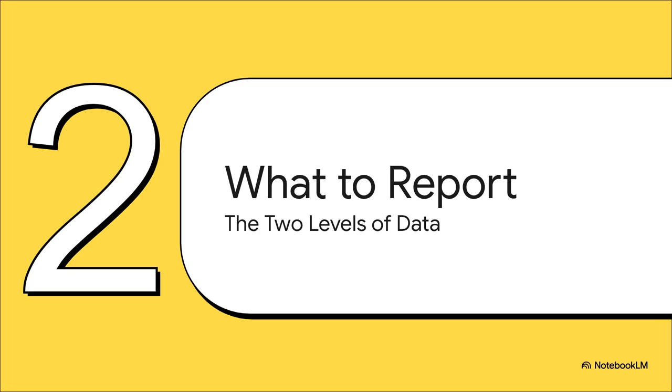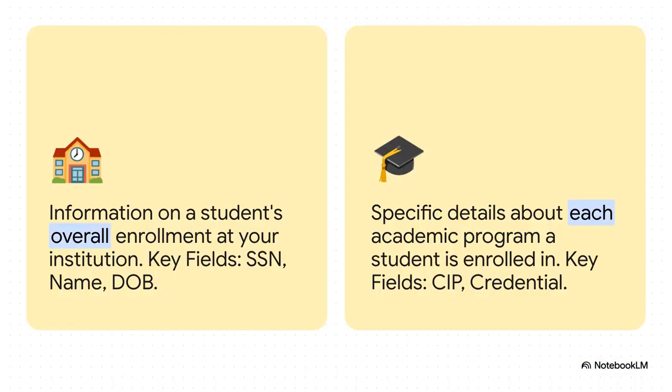Okay, so we're all on board with why it's so important. Now, what exactly are we supposed to be reporting? Well, it really boils down to 2 main levels of information for every single student. So on one side, you have campus-level data. Think of this as the 30,000-foot view, the student's overall status at your institution. But then you have to zoom way in to the program-level data. This is where it gets super specific. So if a student is enrolled in, say, 2 different programs at once, you have to report all the details for each of those programs separately.